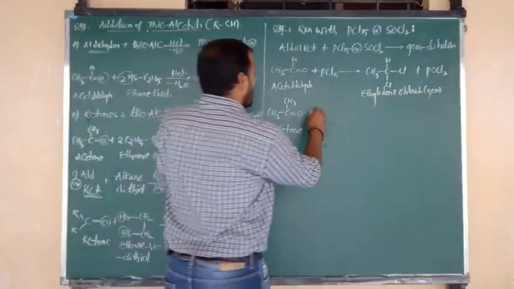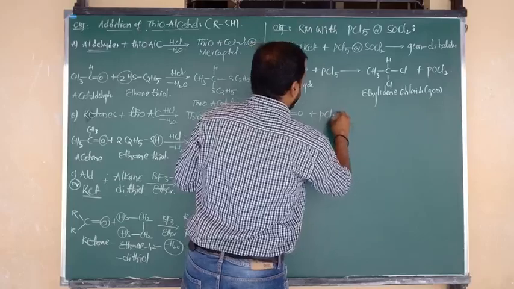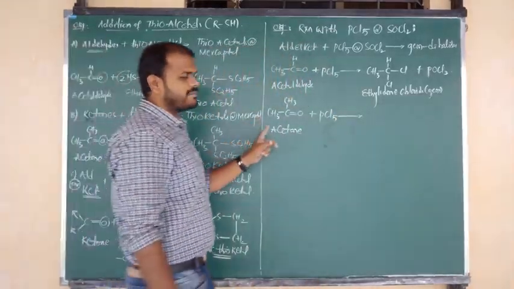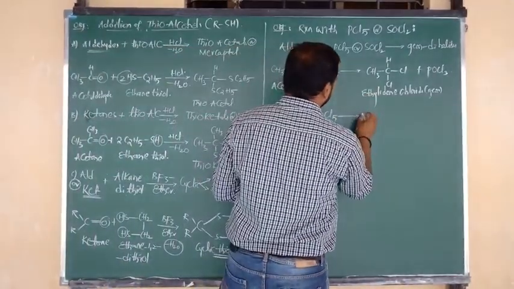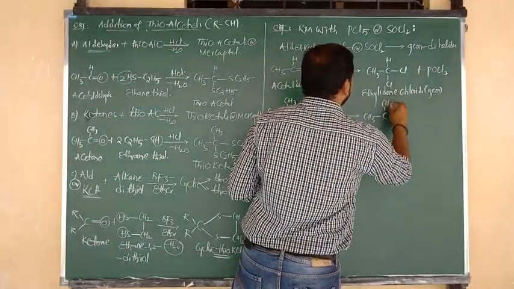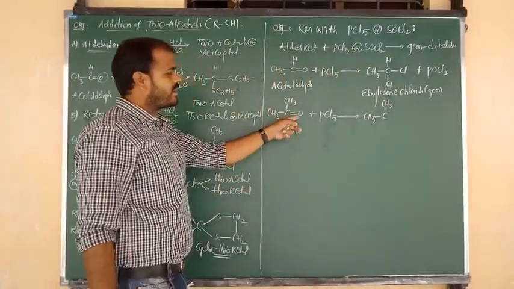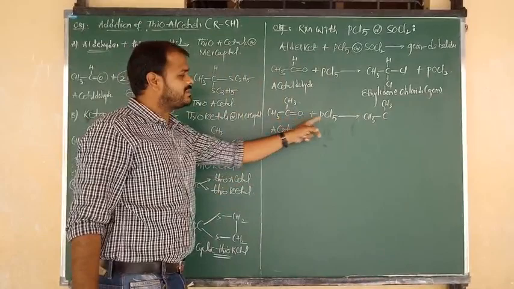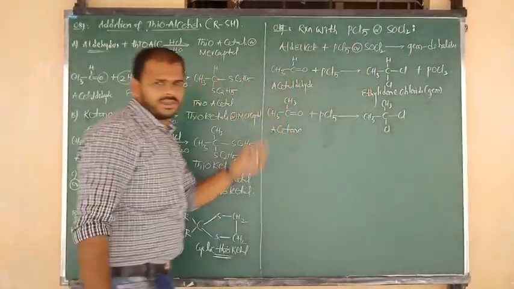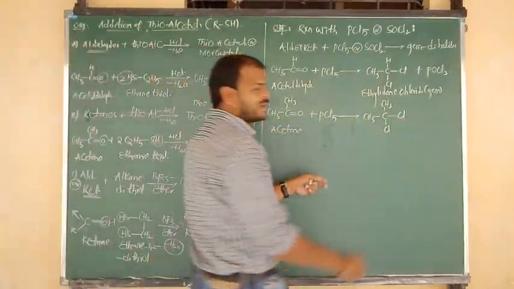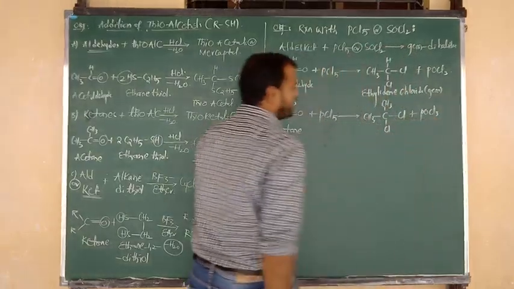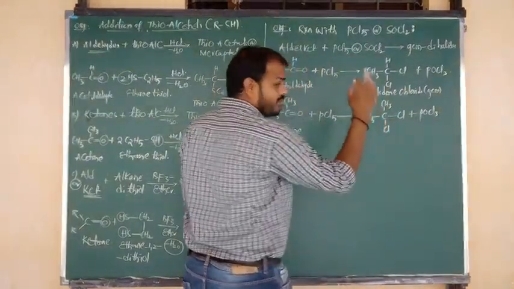Acetone upon addition with PCl5, meaning phosphorus pentachloride. Again the same thing. The expected product is CH3 bonded to C, with CH3 above the plane. After removal of oxygen, the two bonds will be attacked by two chlorines. The remaining phosphorus and oxygen will be removed in the form of POCl3. Again, two chlorines are present on one carbon.